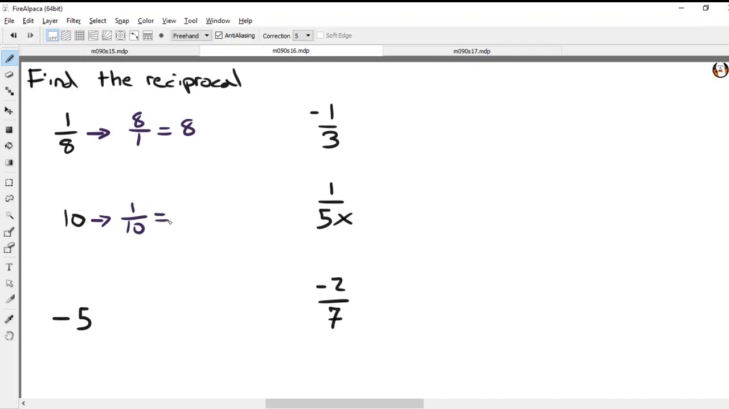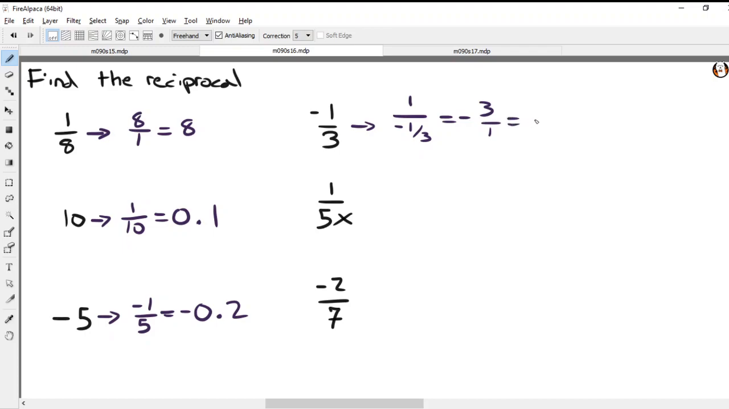Hey, if we want to write that as a decimal, that's 0.1. The reciprocal of negative 5 is also negative, negative 1/5. If we wanted to write that as a decimal, negative 0.2. What's the reciprocal of negative 1/3? Well, it's 1 divided by negative 1/3, or we flip the fraction to get negative 3 over 1, or we just write it as a plain negative 3.